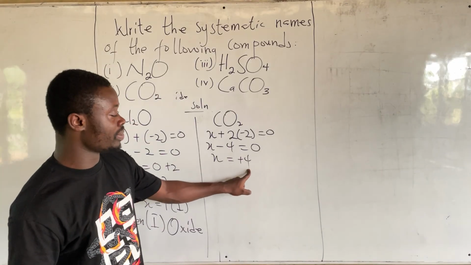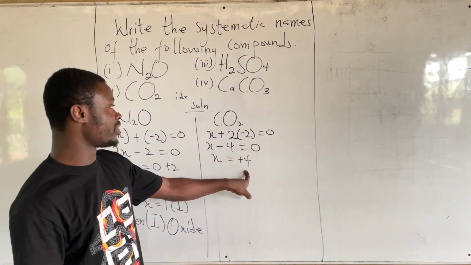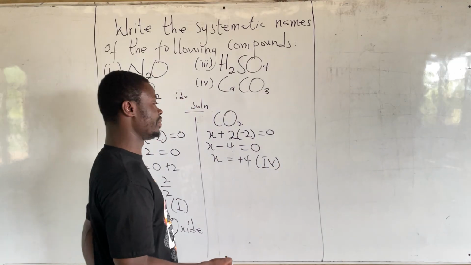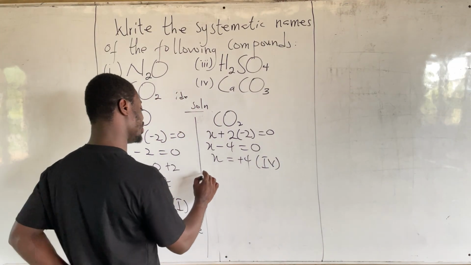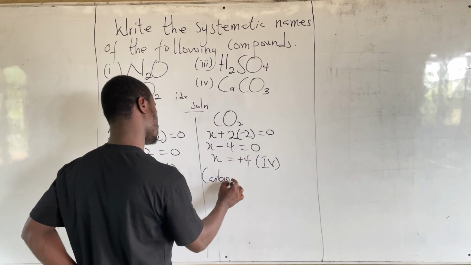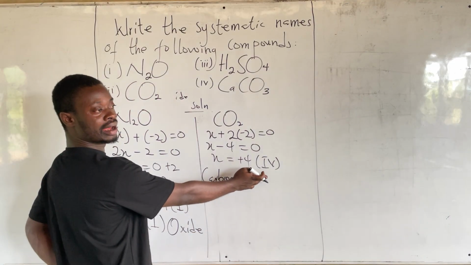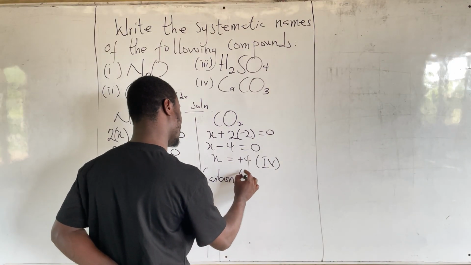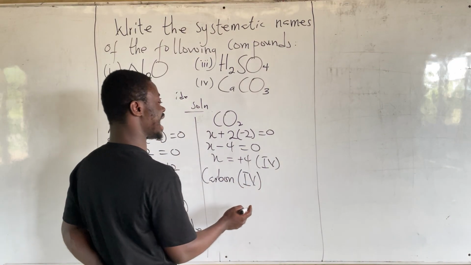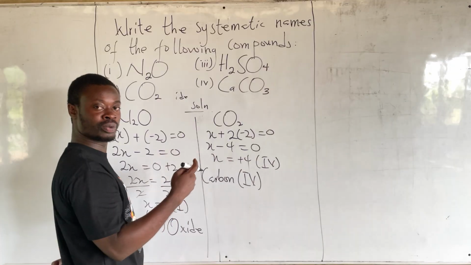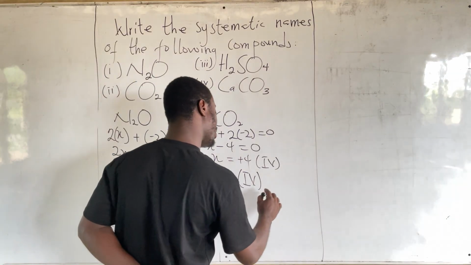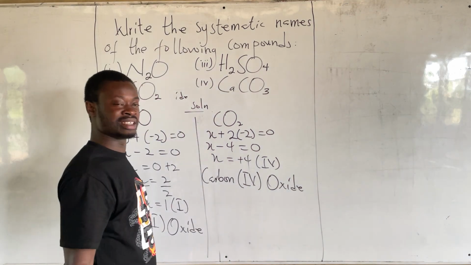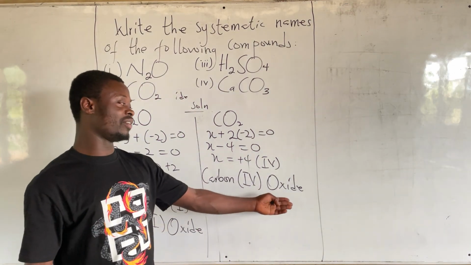So what is the Roman numeral for 4? The Roman numeral for 4 is IV. So let's name the compound. The first element is carbon, so you write carbon. What was the oxidation state of carbon? That is 4, IV, so you write IV. And then the last element is oxygen, so we are going to replace it with oxide. So carbon dioxide, the systematic name is carbon IV oxide.